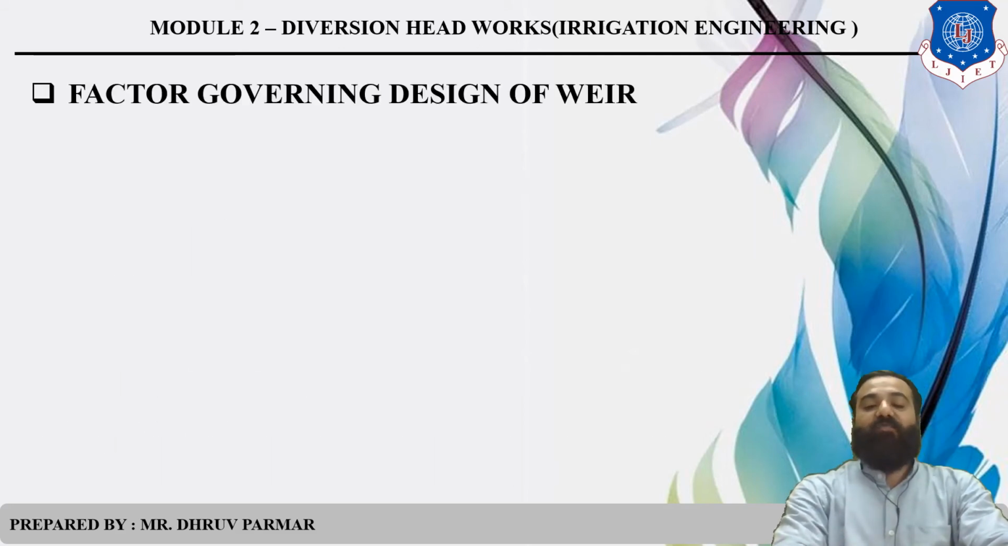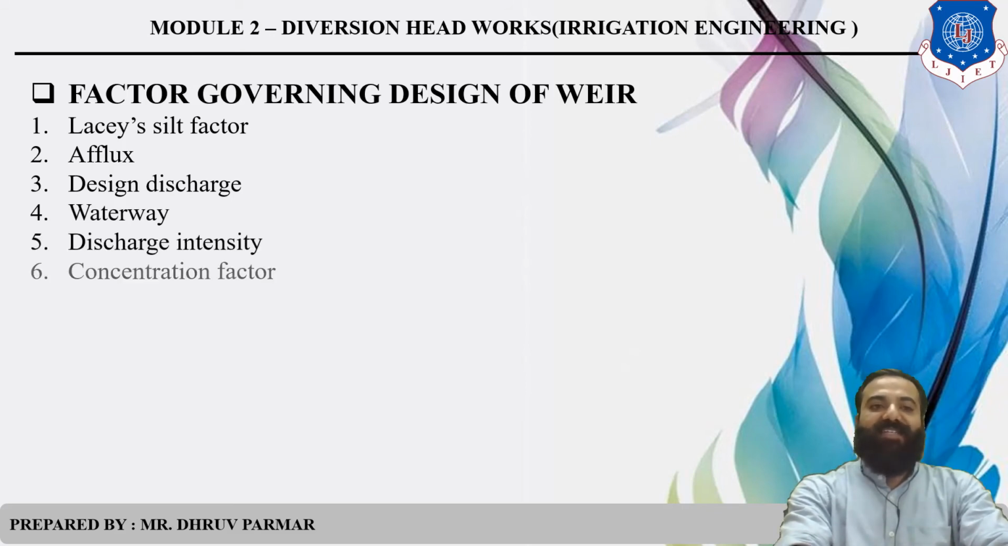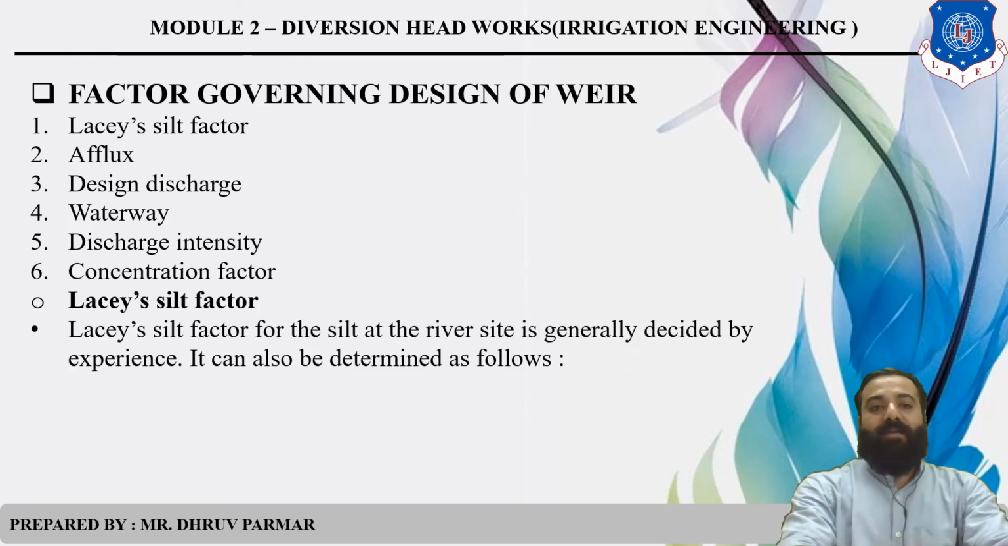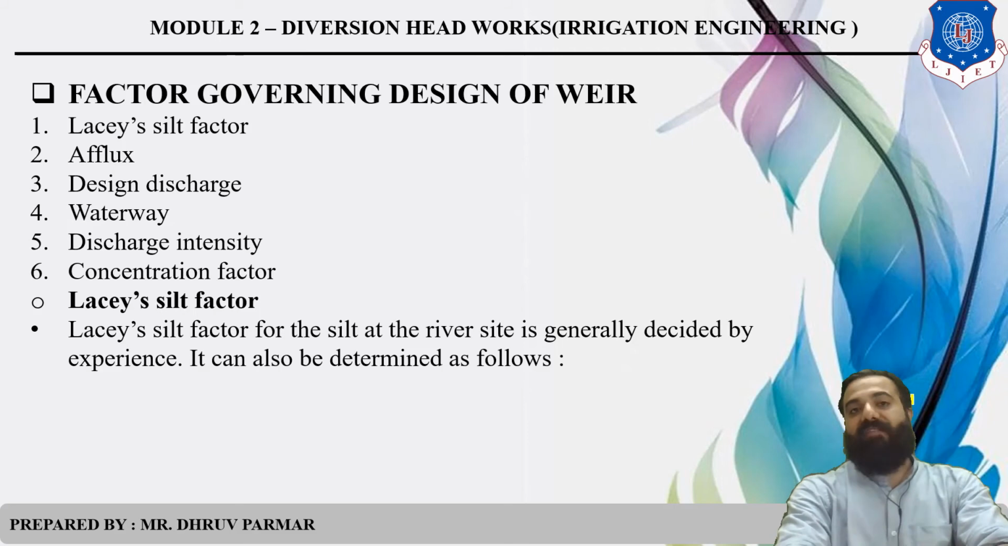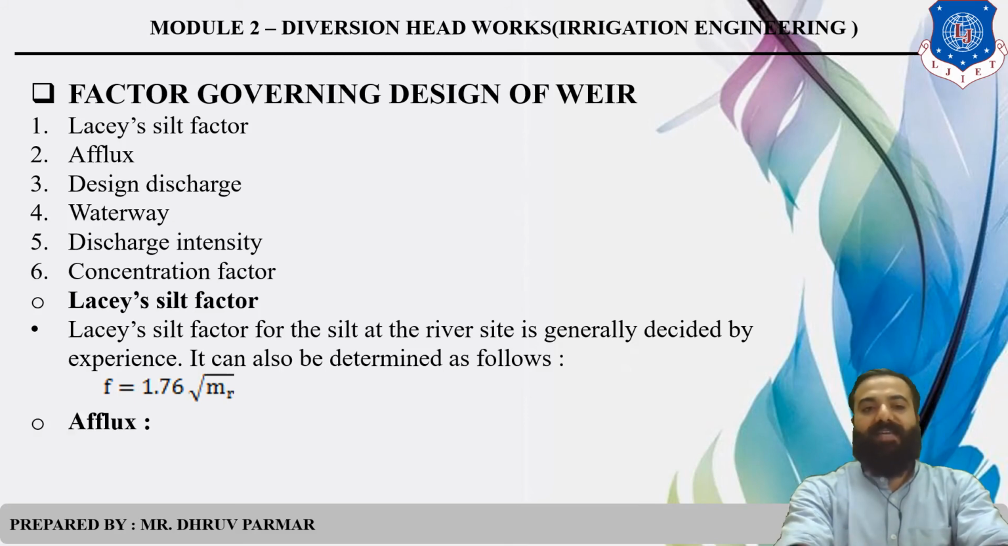There are some factors governing the design of a weir. So what are the factors? First, silt factor, afflux, design discharge, waterway, discharge intensity, and concentration factor. So first, what is the silt factor? It is derived by Lacey, which we'll discuss in the 7th chapter, open channel flow. So what is the formula? The formula of silt factor is 1.76 under root m_r, where m_r means the average mean particle size.